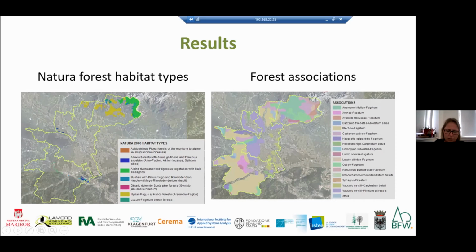On the other side, we have data on forest associations, which covers all the forest, but not the urban areas. These data are also not so up to date, and it is a generalized map of associations at a scale of 1 to 100,000. So it doesn't show the smaller habitat types, which could actually be important in terms of nature conservation.